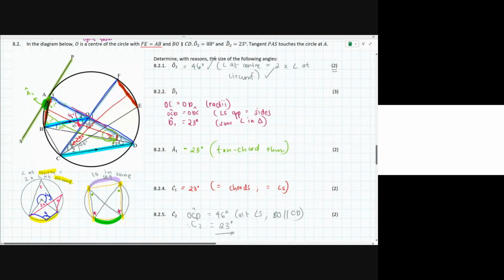All right. Like I say, these first questions are often straightforward questions testing your ability to apply your theorems.